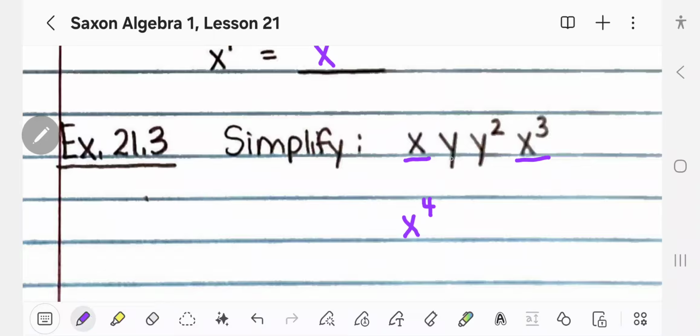Now I'm going to look at the y's. I've got y and y squared. Is that going to be y squared? No, because there's an exponent here that we don't see. There's a 1, so that's y to the 3rd. So our answer for this one is x to the 4th, y to the 3rd.